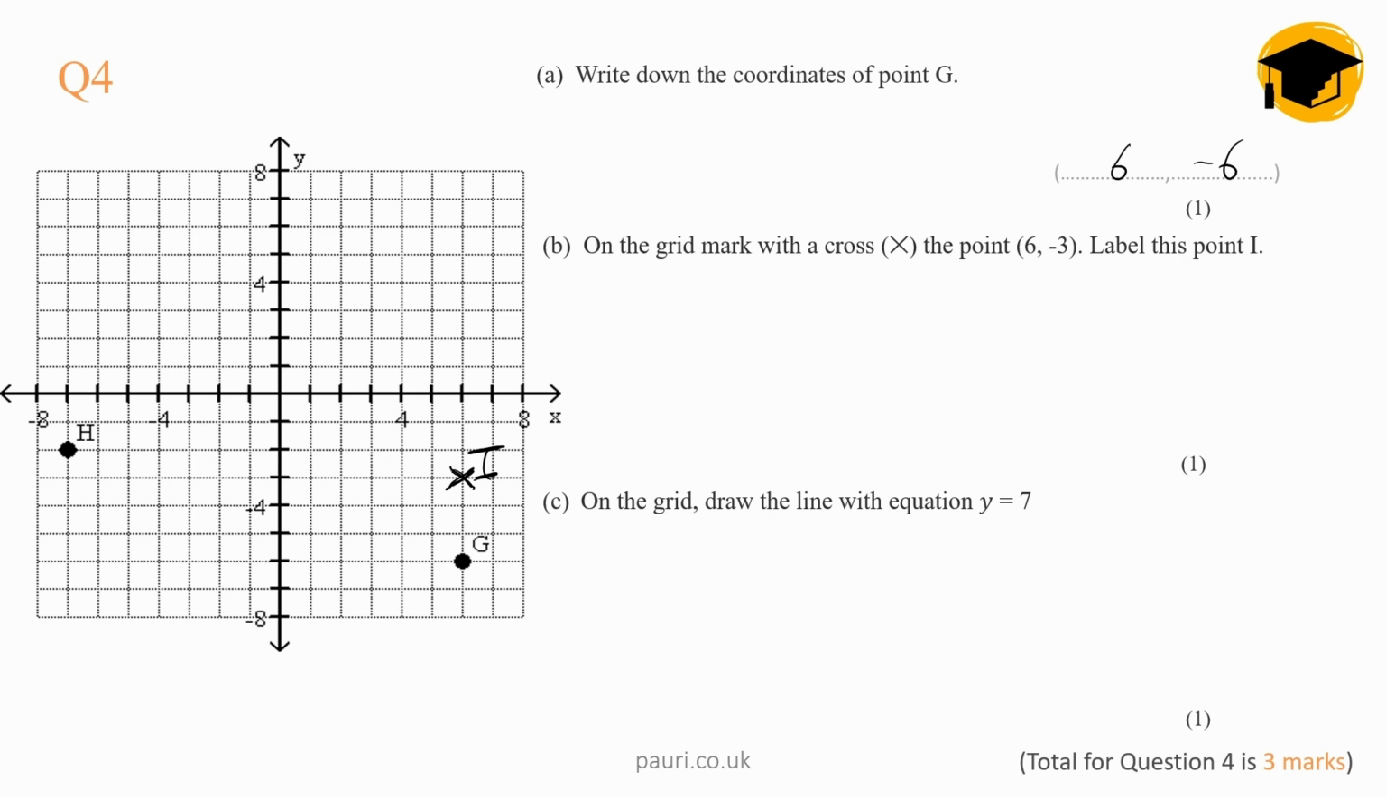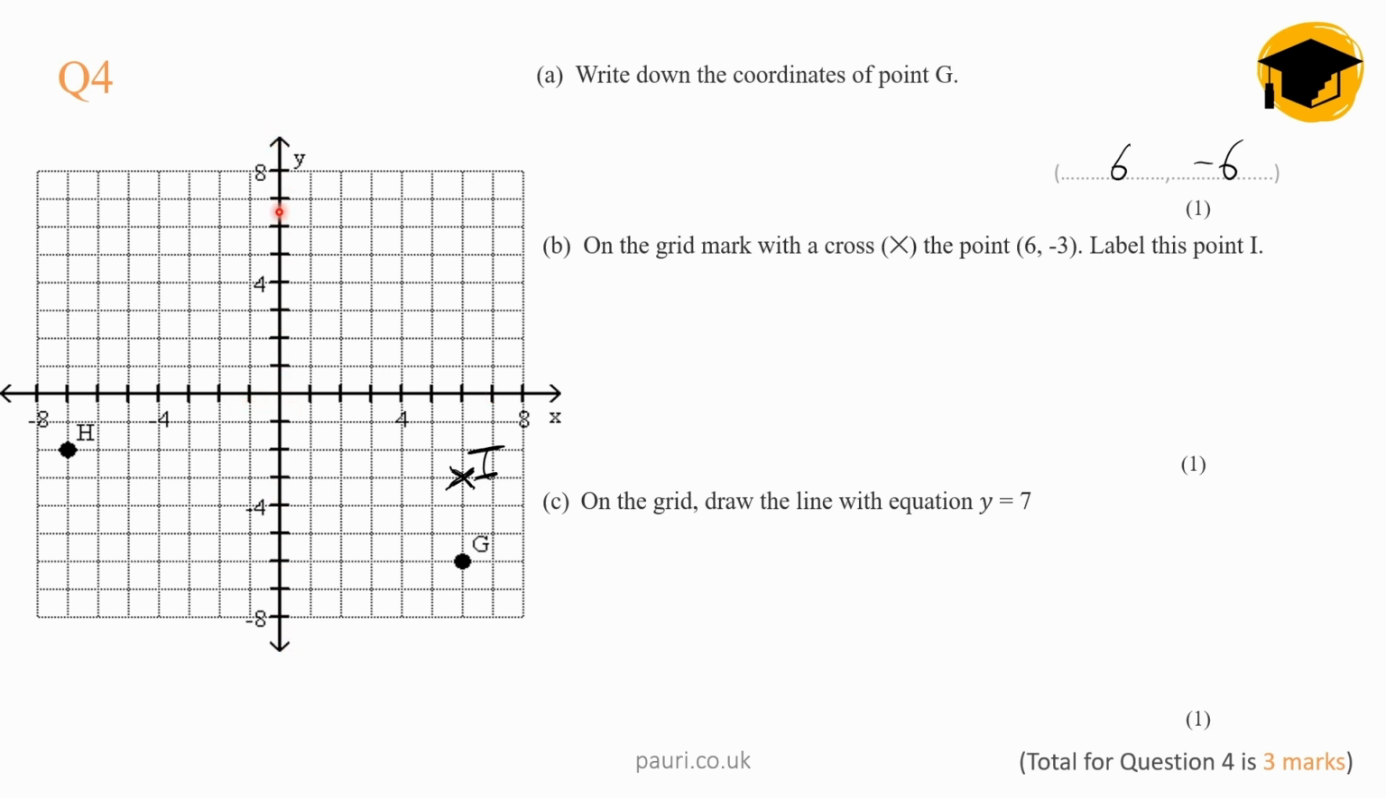On the grid, draw the line with equation y equals 7. So when is y always 7? Y is 7 over here, because this is the y-axis, and this is 7. Is y 7 over here? Yes. Over here? Yep. Or let's say over here? No, it's not, because x is 7, but y is actually 0, because remember, y is this line.